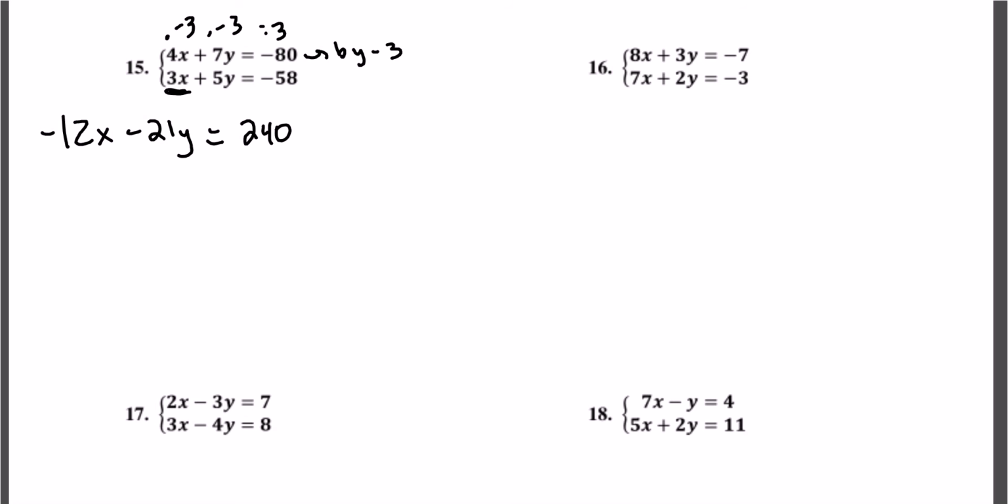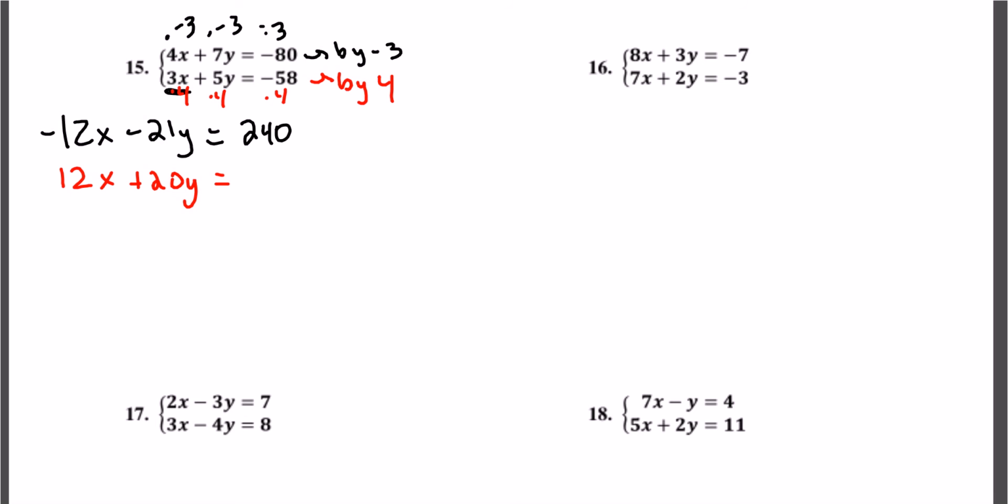Now I'm going to multiply the bottom by positive 4. So I'm going to multiply the bottom. I multiply this guy by 4, this guy by 4, this guy by 4. I end up with 12x plus 20y.